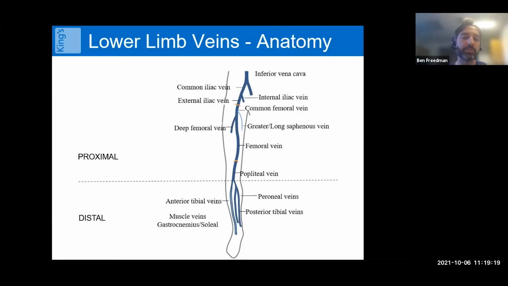So what do we mean by proximal veins? This is a slide which shows the anatomy of the lower limb veins in terms of the veins that we can see on ultrasound. And you notice that proximal really includes everything down to and including the popliteal vein, and anything below that is classed as distal.